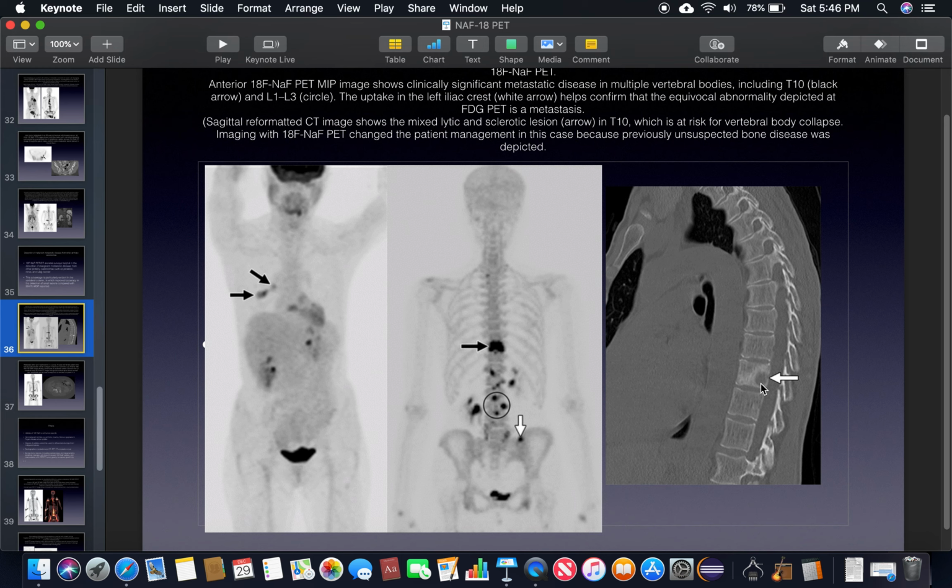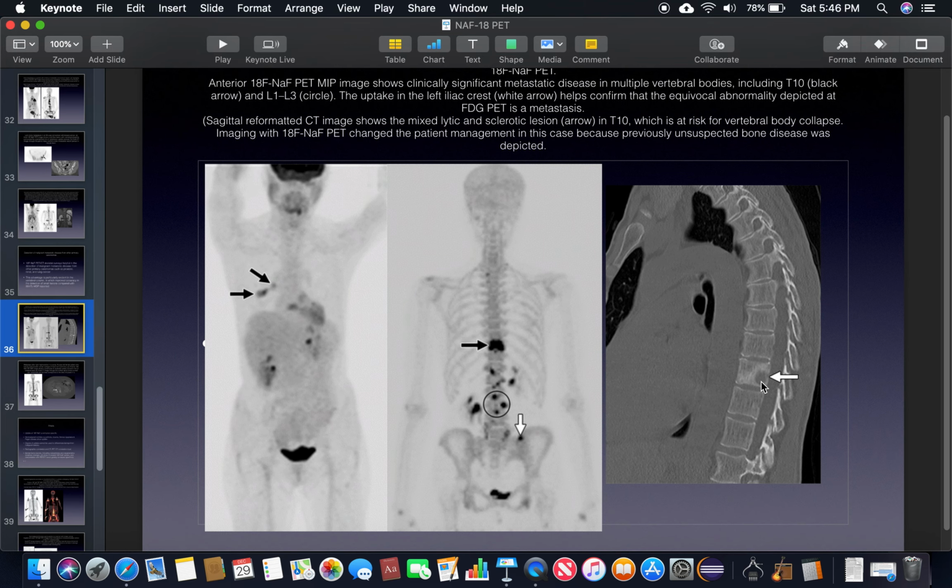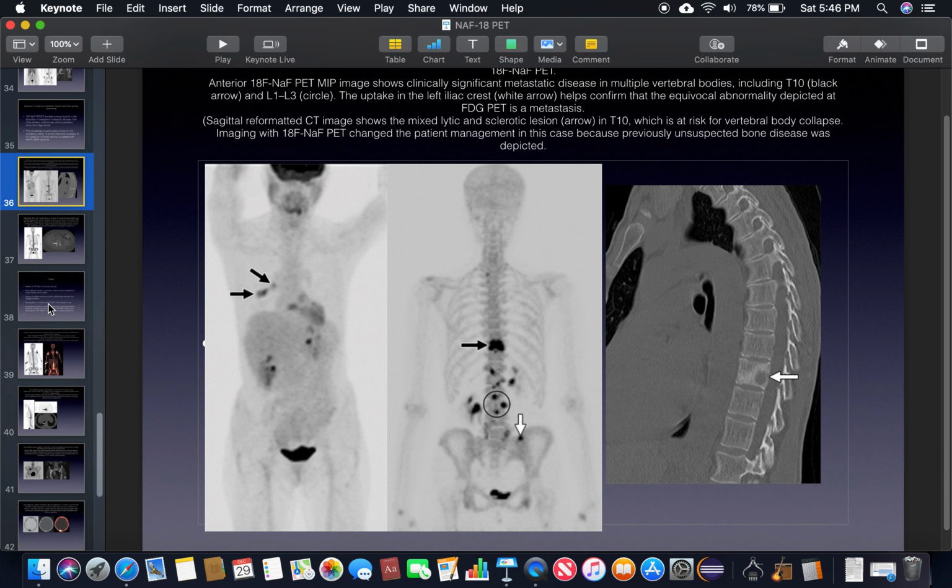And this is a lytic lesion that is being confirmed as a lytic blastic, or mixed sclerotic and lytic lesion, that is being shown here on the CT scan, and you see how intense it is here. And obviously this vertebra is liable to collapse. So this scan changed the management. Here you're not seeing any bony lesions on FDG PET. Here you're seeing multiple bony lesions, and obviously that changes the management.